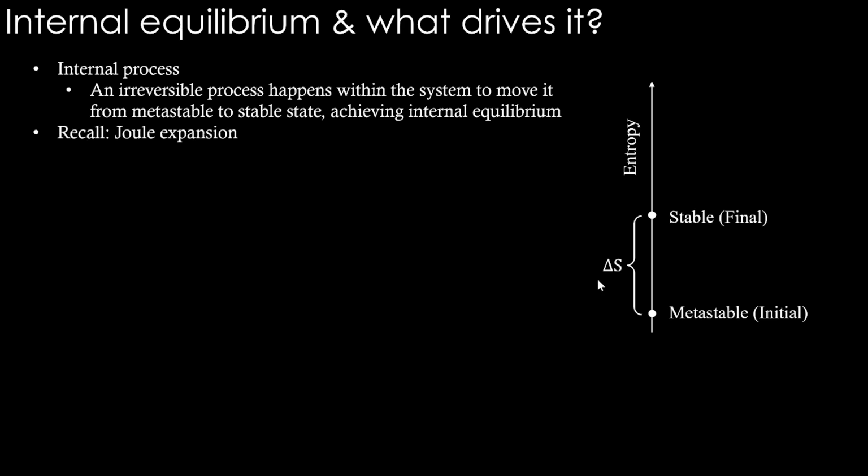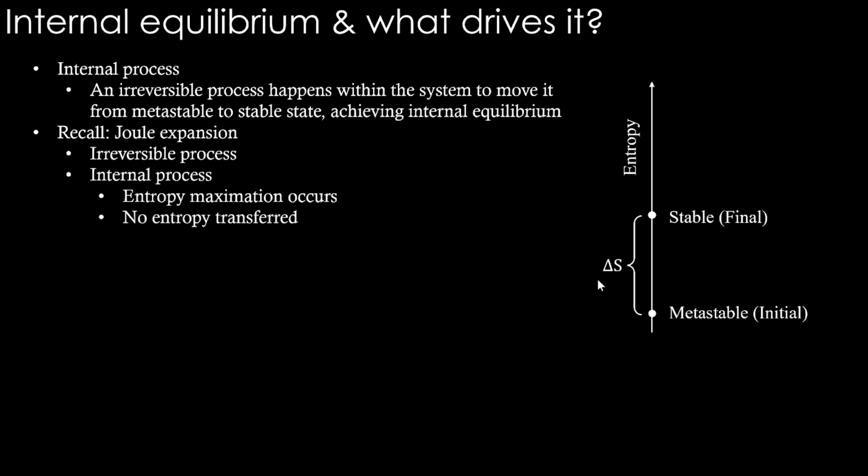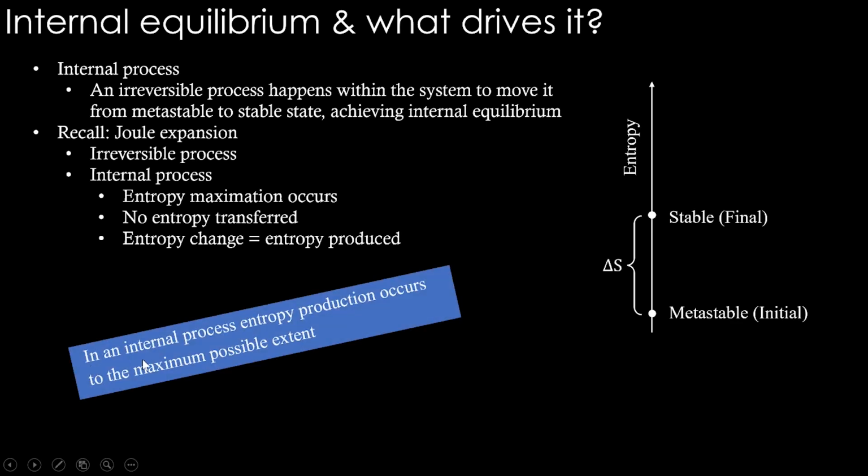Recall Joule expansion, where we had an irreversible process, a gas expanding into a vacuum, and it's an internal process. Only the system undergoes a change and entropy maximization occurs there, and no entropy transfer happens. There is no heat coming in or going out. So whatever entropy change happened in that process is the produced entropy. So in any internal process, because we are saying it is irreversible, entropy production occurs to the maximum possible extent. This is going to help us understand a few things.